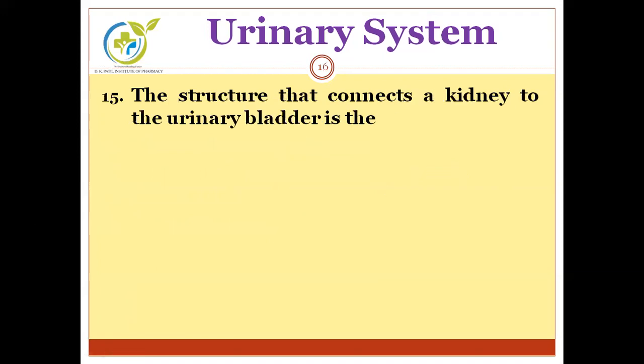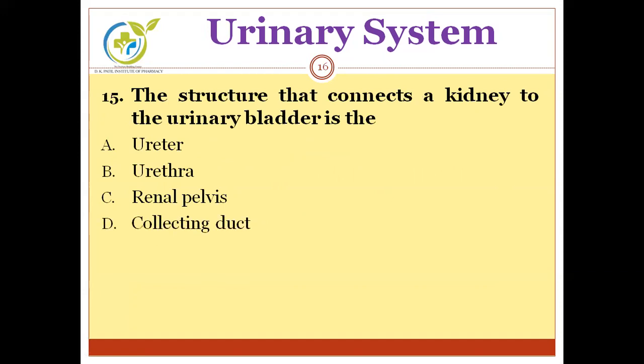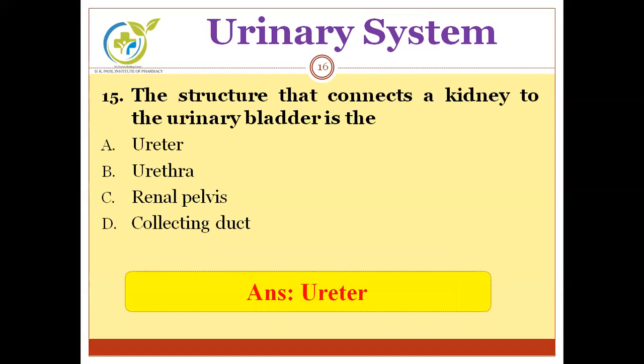The structure that connects a kidney to the urinary bladder is: ureter, urethra, renal pelvis, collecting duct. We have to find out the connecting link between kidney and urinary bladder. And the answer is ureter. In the urinary system, there are a pair of ureters which come from the hilum region of the kidney and ultimately enter into the urinary bladder. The length of the ureter is about 25 centimeters.